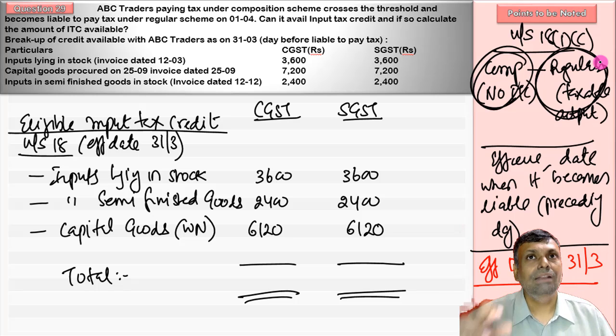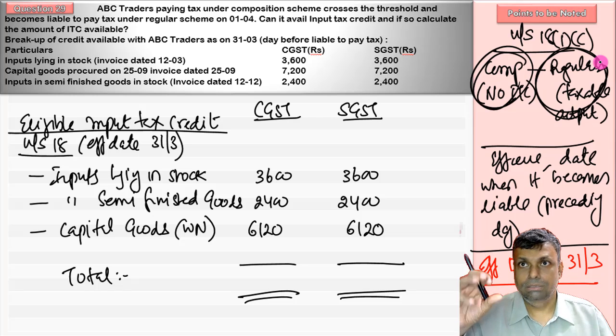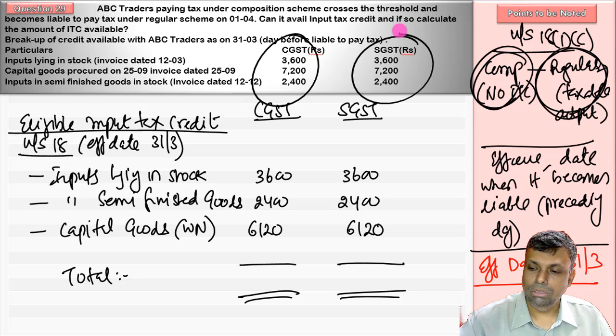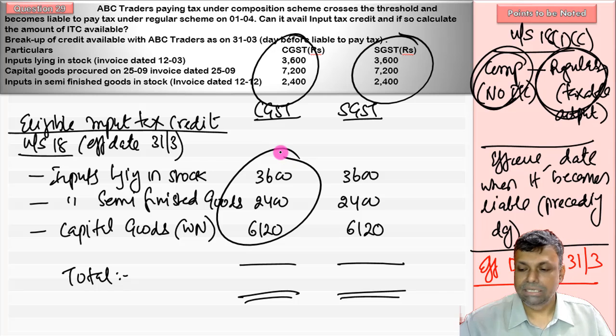So what you will do is, whatever inventories you have on the cutoff date, whatever taxes are on those, that element you will be eligible for as input tax credit, subject to all the basic conditions of the input tax credit being satisfied, of course. So the question has given you data. This data I have already translated: this is your inventories, stock, finished goods, capital goods, etc.